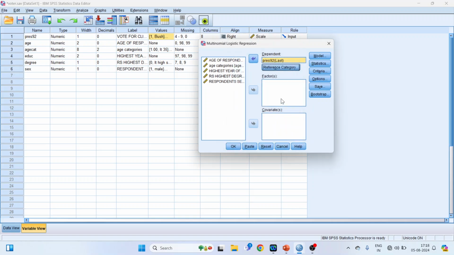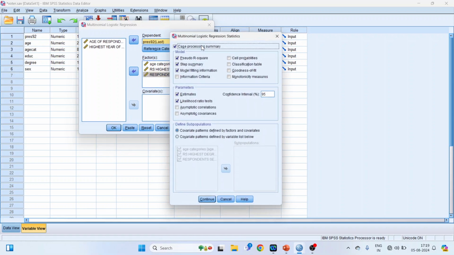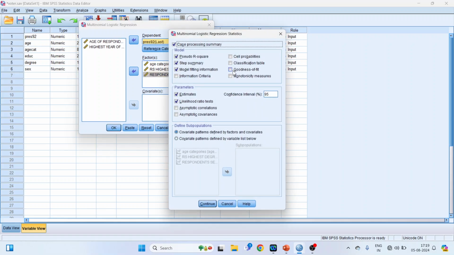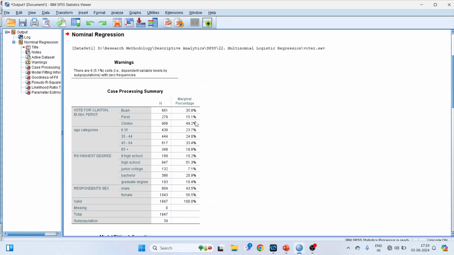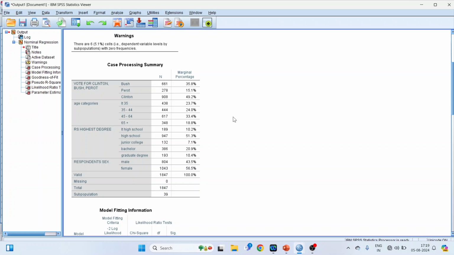Now I will transfer the categorical variables into factor. So age category into factor, highest degree into factor, respondent's gender into factor. Now click on statistics, click on goodness of fit, and click continue. There are no changes to be made in model, criteria, options. Keep things as they are and click OK. So now the output is ready.